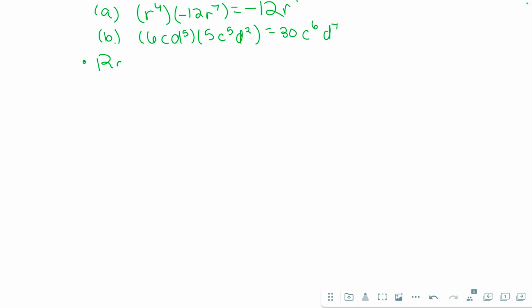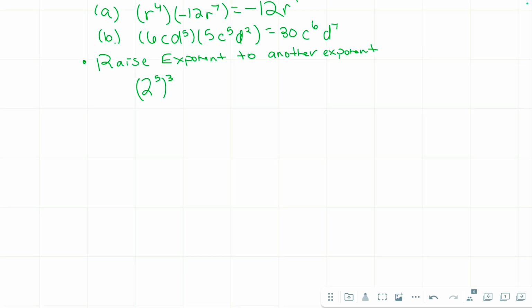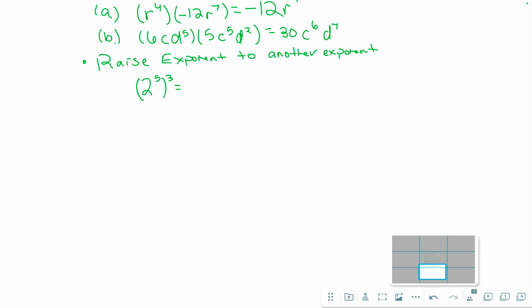What if we raise an exponent to another exponent? Let's say we have 2 to the 5th raised to the 3rd. What would be another way of writing this if we're expanding it?